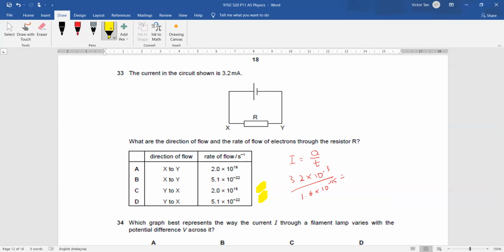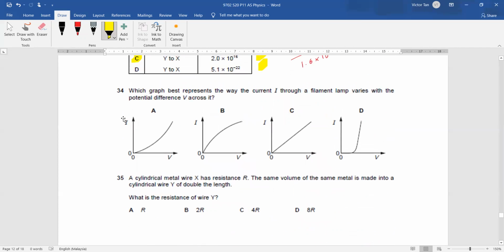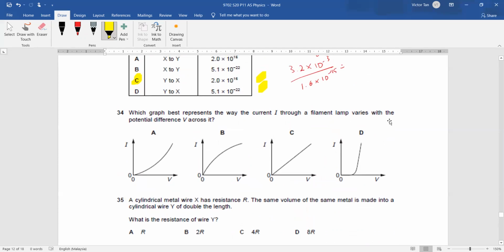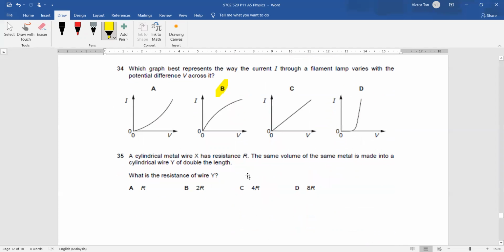Okay. 34. Which graph best represents the way the current I through a filament varies with the potential difference V across it? So this is a very common question. This is also learned in IGCSE. So the answer is B. Resistance increases as the current increases.